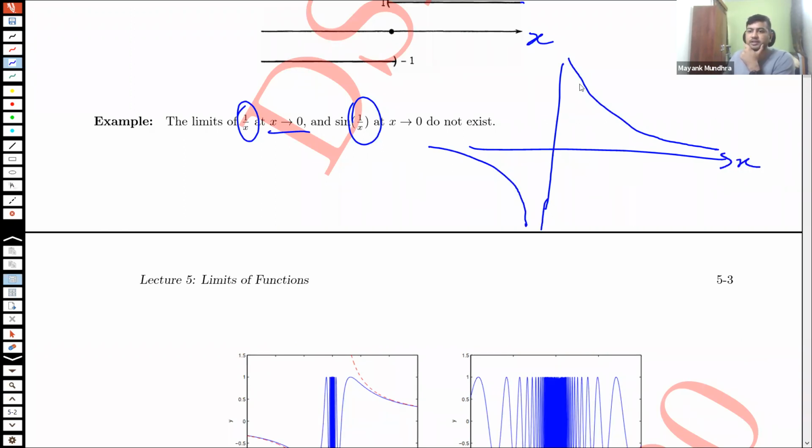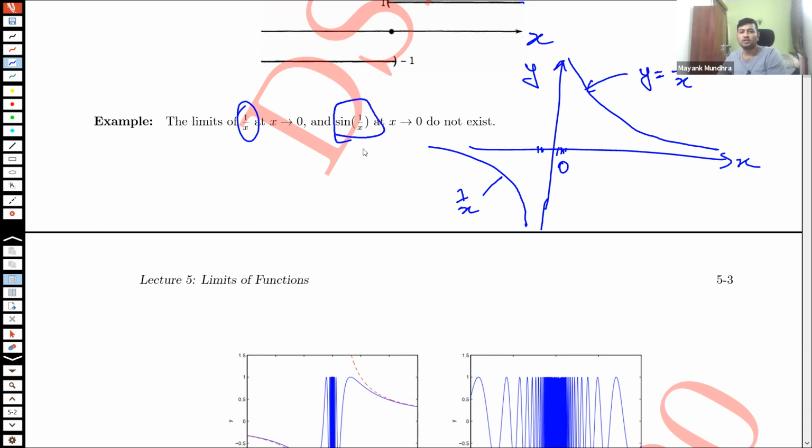Okay, so this is x, this is y, and this thing is y equals 1 by x. It goes to positive infinity towards the positive 0 side. It is going towards negative infinity to the left of 0. So this limit does not exist as it's going to infinities.